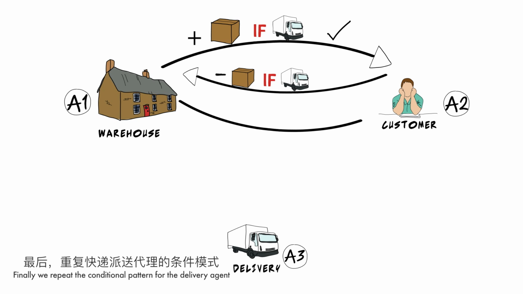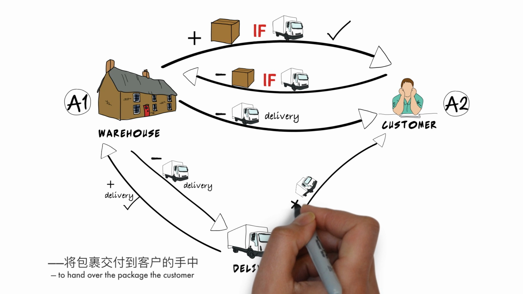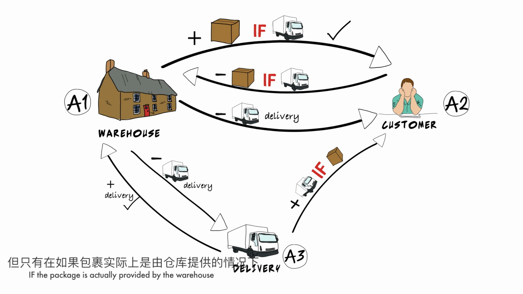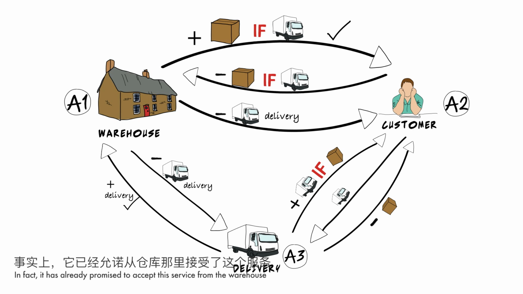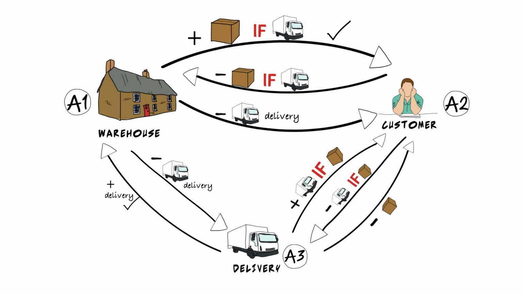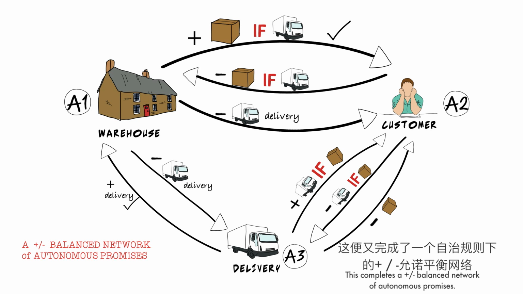Finally, we repeat the conditional pattern for the delivery agent, this time promising its own outcome, to hand over the package to the customer if the package is actually provided by the warehouse. In fact, it's already promised to accept this service from the warehouse, so from its perspective, it sees the warehouse as the third party in its relationship with the customer. This completes a plus-minus balanced network of autonomous promises.